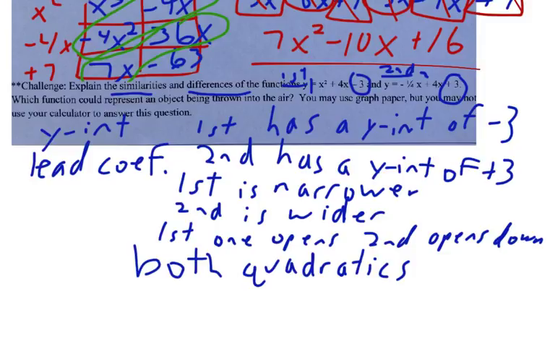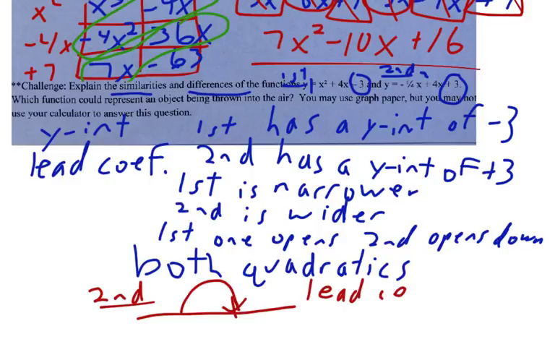And the last part of this question says, which function can represent an object being thrown into the air? For that one, I would say the second function, and the reason is because it would look like this. Remember the x-axis can act as the ground, so it's being thrown up in the air and then it comes back down and hits the ground. So it's because the lead coefficient is negative. You could explain that in your own words, but that's the visual part of that. Lead coefficient is negative. Alright, that's a challenge. It could be a bonus on your test. Let's move on to the next one.